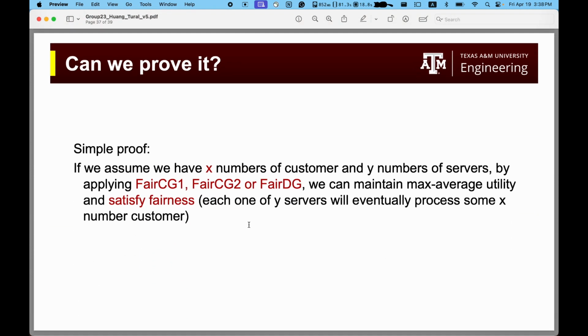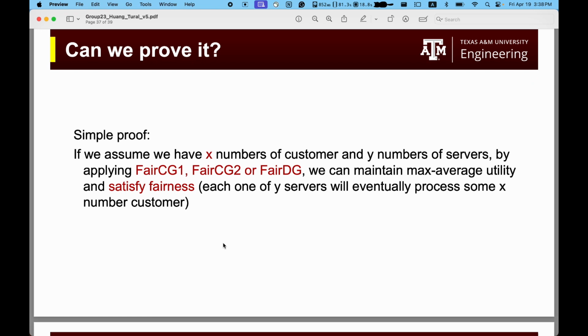And can we prove it? Well, we can prove it because FAIR CG1, FAIR CG2, and FAIR DG actually maintain max average utility. That means that's the best value you can get. And on top of it, we satisfy fairness. By satisfying fairness, we ensure that all of your servers within the store work together and all of them process some kind of data.